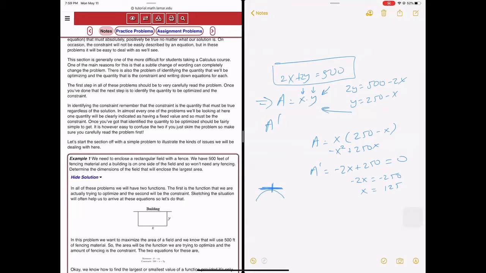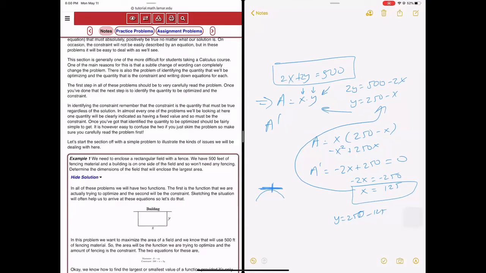And when they ask you dimensions, they give x. Now you go ahead and plug it in and find y. So y is equal to 250 minus, wait, 125. Did I mess up? Mr. Ko? Yeah. Did you use that 2x plus 2y equals 500 as the initial equation for optimization?